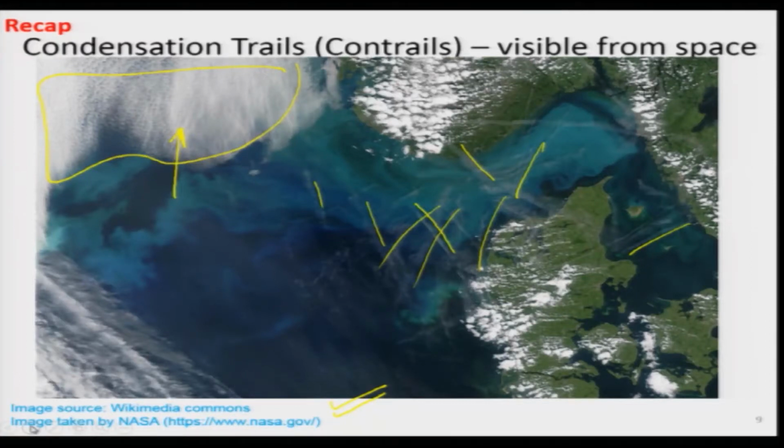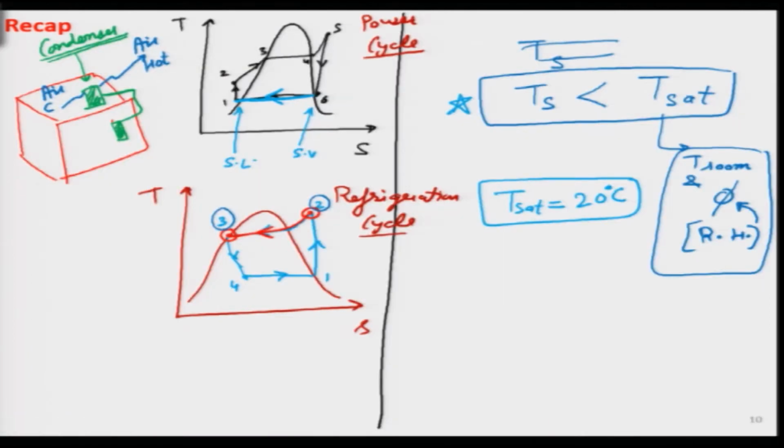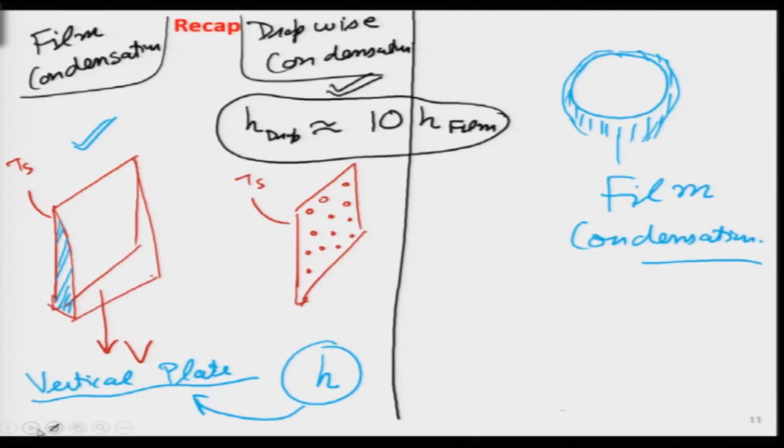So, this is an image supplied by NASA. They have perhaps taken it from one of the satellites, and it shows those zones where a lot of aircraft movement is there. So, a lot of contrails are visible in those zones of busy air traffic. Then we looked into the details of condensation, and we looked at the film condensation as well as dropwise condensation, and it would appear that dropwise is much more lucrative because it has a heat transfer coefficient 10 times that of the film based condensation. However, it is very difficult to sustain it for long periods of time, because dropwise we can sustain initially, but later on everything becomes film condensation.